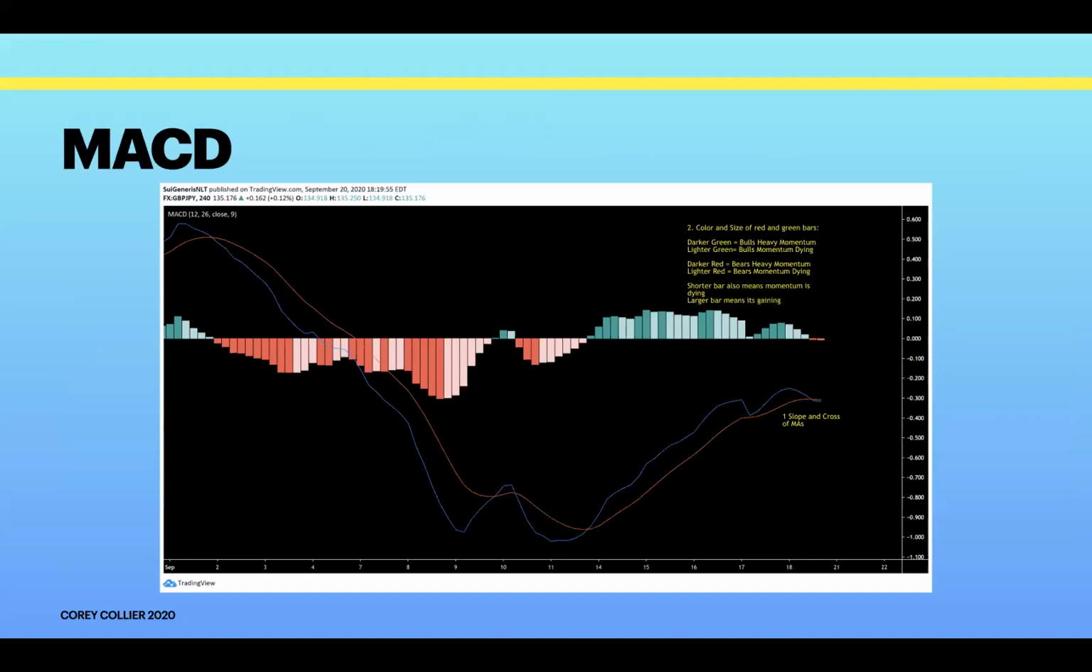Up top, it says number two, the color and size of the red and green bars. The darker the green means the bulls have heavy momentum. The lighter the green means their bullish momentum is kind of drying up. It's the opposite for the bears. The darker the red, heavy bearish momentum. Lighter red means the bearish momentum is dying.